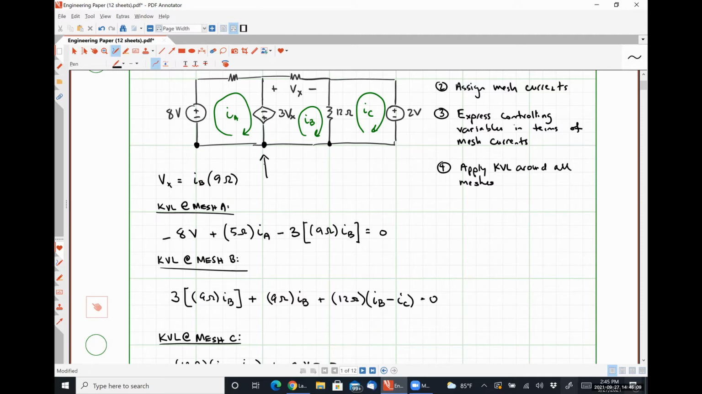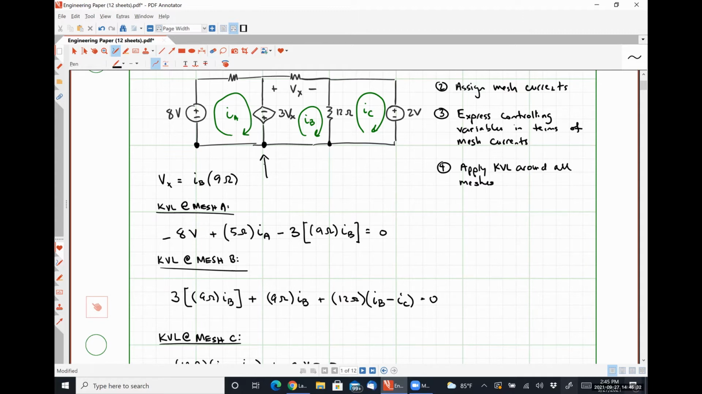Absolutely correct. So the reason why we didn't have to put things in terms of a mesh current is because we had a voltage source, right? Kirchhoff's voltage law is us simply adding up voltage drops, and the voltage drop is well defined, and actually has no relation whatsoever to the mesh current other than through Vx.